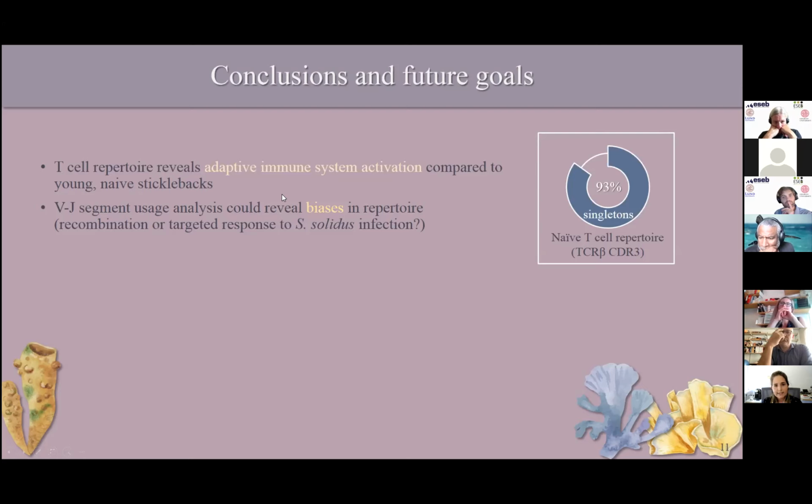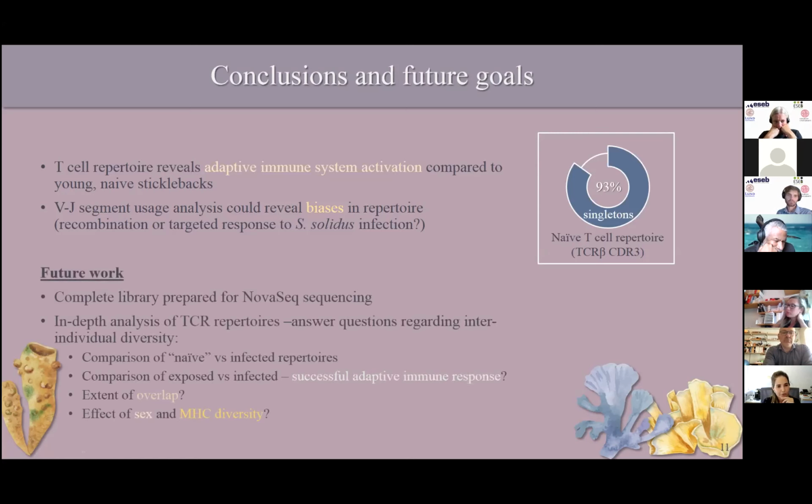We also can see some certain biases in the repertoire in terms of VJ gene segment usage. However, we don't yet know if this is due to genetic reasons, such as the recombination, or due to some targeted response to the infection. Now, for our future work, we want to complete the sequencing of our library and then get into the in-depth analysis of the repertoires. We specifically want to answer questions such as how do exposed individuals compare to infected ones? Have they successfully managed to mount an adaptive immune response?